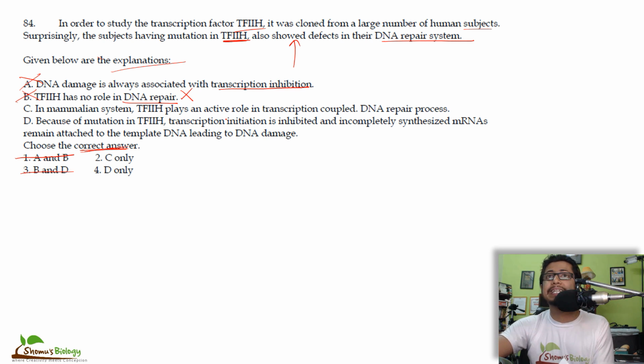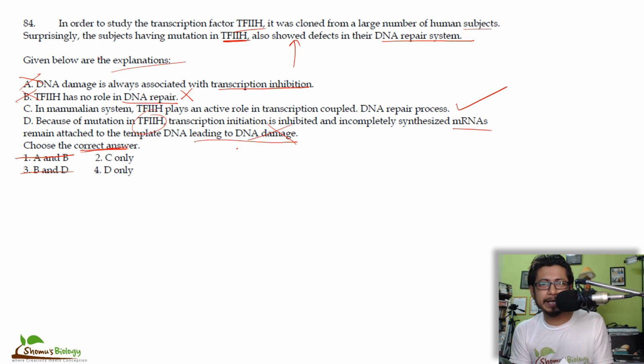In mammalian system, TF2H plays an active role in transcription coupled DNA repair process. That is what I said. That is the true finding. If you know that, you can select it. Other than that, read the fourth statement. Because of mutation in TF2H, transcription initiation is inhibited and incompletely synthesized mRNA remain attached to the template DNA. No, this is not true. There is nothing to do with the link of TF2H with the DNA repair. The only statement that explains the relation between TF2H and DNA repair is statement C, because we know TF2H has some role. So yes, TF2H is actually involved in the transcription coupled DNA repair mechanism in mammals, in the case of humans as well. So C is correct. So option 2 is the correct option.